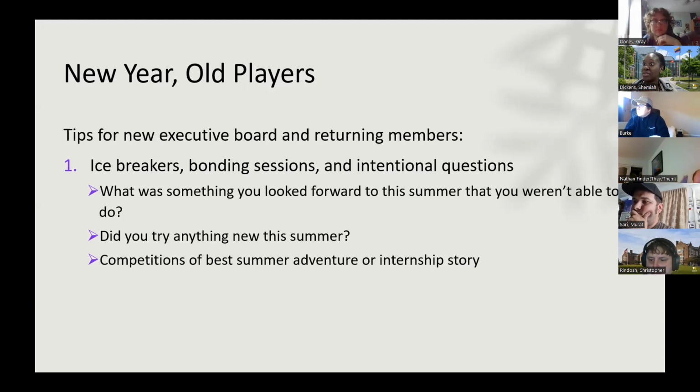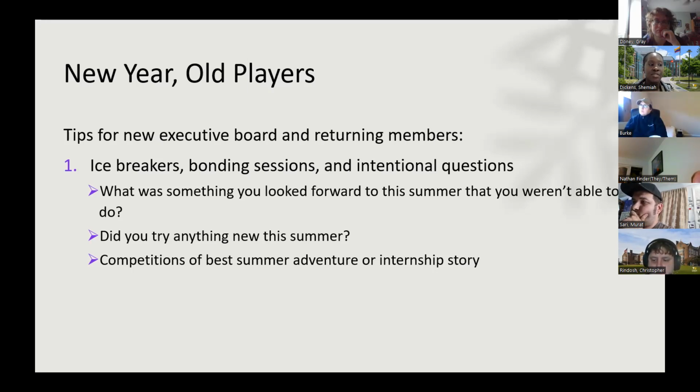Maybe you're still new, everyone's new in the executive board. You want to get to know them, but you don't want to be intrusive. So did you try anything new this summer? Let's talk about that as a group. Those are some really great ways to engage and create a level of involvement in your personhood, who you are, what you experience, what you've done as a fellow group member or fellow executive board member.